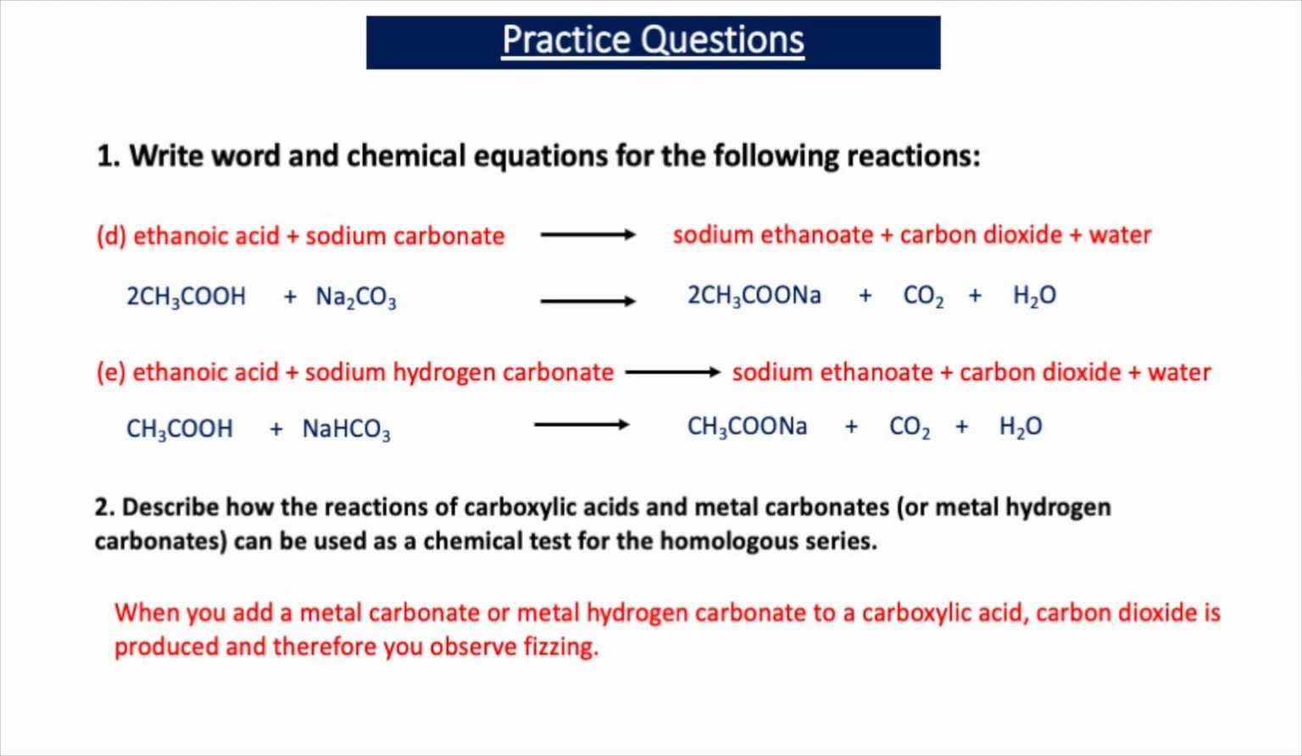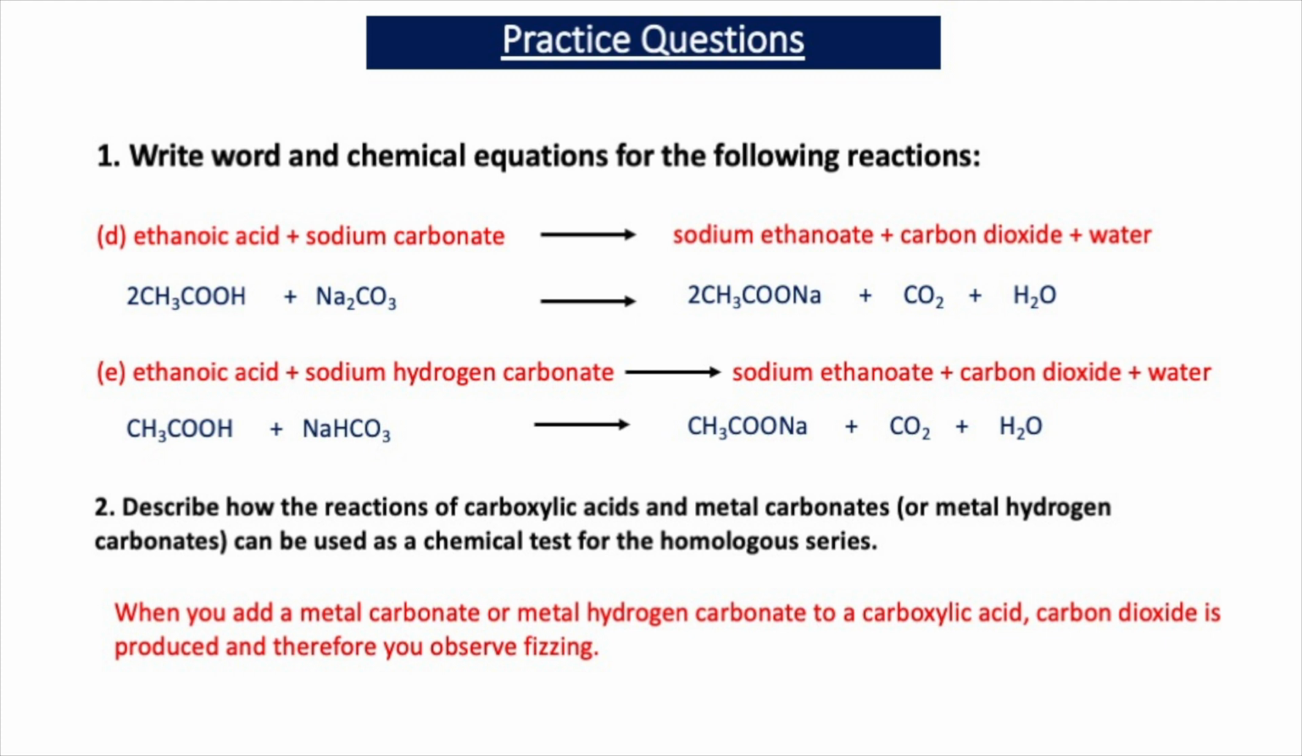So for question 1D, we have ethanoic acid reacting with sodium carbonate, a metal carbonate. So we get a salt, sodium ethanoate, plus carbon dioxide, plus water. And the chemical equation will be 2CH3COOH plus Na2CO3 forms 2CH3COONa plus CO2 plus H2O. And that equation is now balanced.